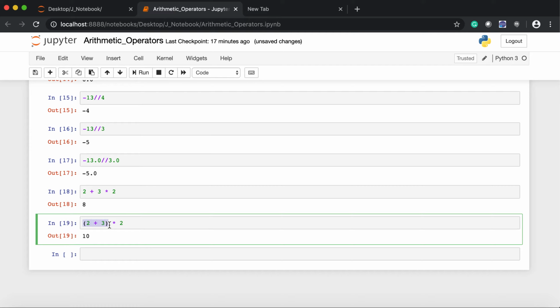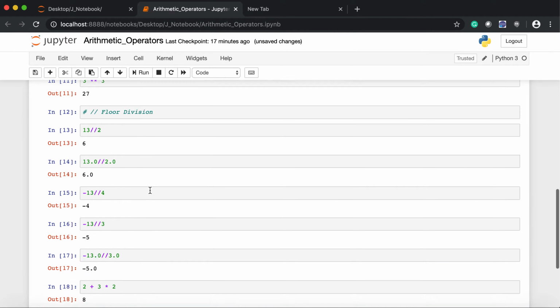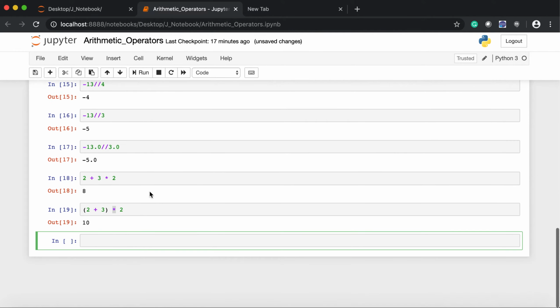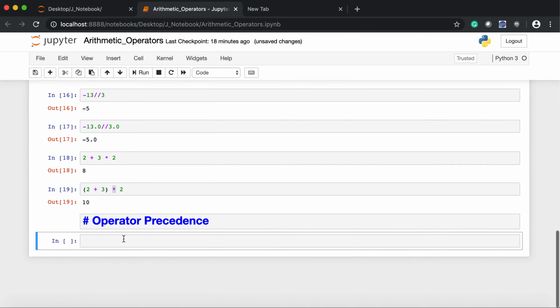because the priority of this bracket symbol is more precedence than this multiplication operator. So the same thing we'll learn here. So let me change this to markdown, and I will mention here that we are going to learn operator precedence.